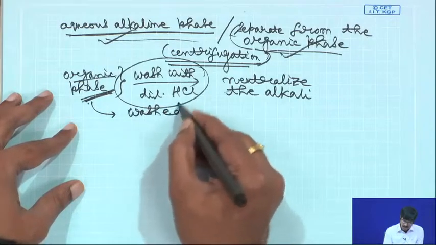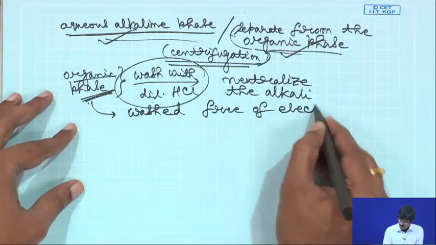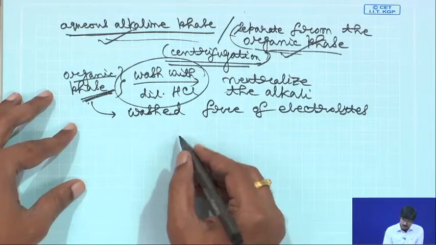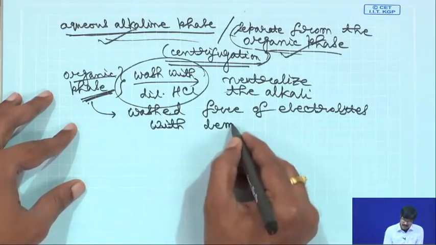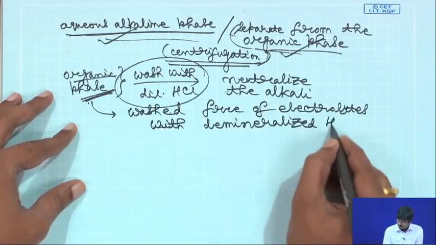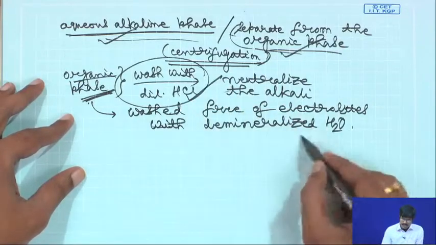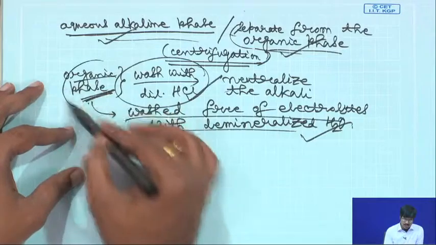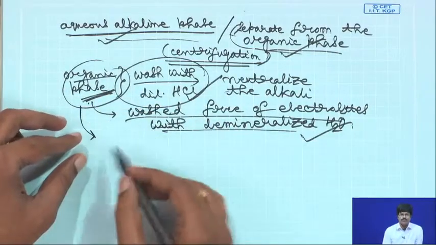with demineralized water. So, first you wash with dilute HCl, then you wash with water, salts and all those things will go, whatever has come into this organic phase, whatever little has come. So, this organic phase now contains your product which is your polycarbonate.